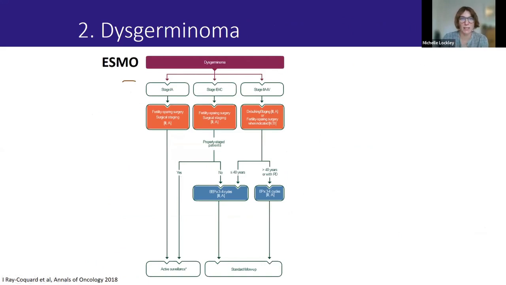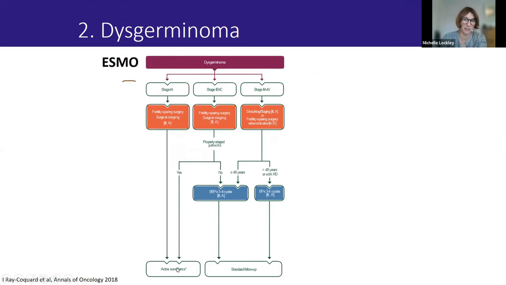Okay, so we're going to talk about dysgerminoma next. Dysgerminoma is the sort of opposite end of the spectrum. It's essentially the female equivalent of seminoma. Really the most platinum sensitive germ cell histology. Our ESMO guidelines for adults say that stage 1A can have active surveillance, and 1B and 1C. So generally stage 1, you can do the active surveillance program.